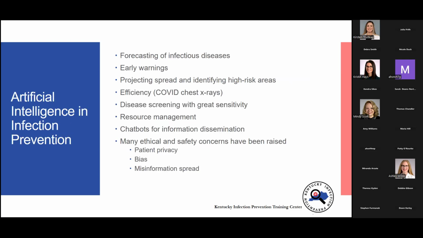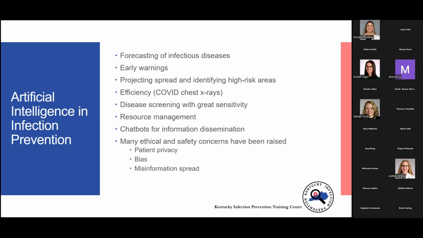And then artificial intelligence in infection prevention. This is our present day. There's a lot of use of artificial intelligence. When using it for IPC purposes, it has the ability to forecast infectious diseases. There are early warning signs. It can project the spread and identify high-risk areas. It helps with efficiency. We saw this during COVID-19 when looking at chest x-rays. There is the ability to do disease screening with great sensitivity. It can help with resource management. There's also the ability to use chatbots for information dissemination.